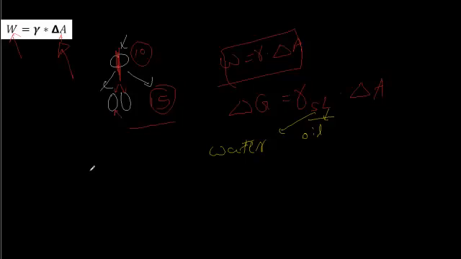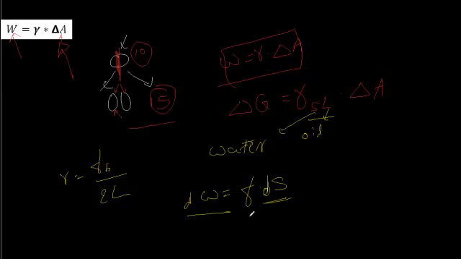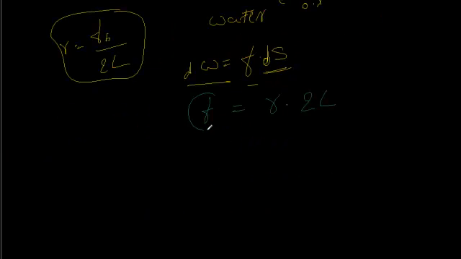As you all know, the surface tension formula is force per unit length. But we know the definition of work, and its formula is force times displacement, dW equals F times ds. According to our surface tension formula, F is surface tension times 2L. If we replace this into the work formula, W is equal to surface tension times 2L times displacement.